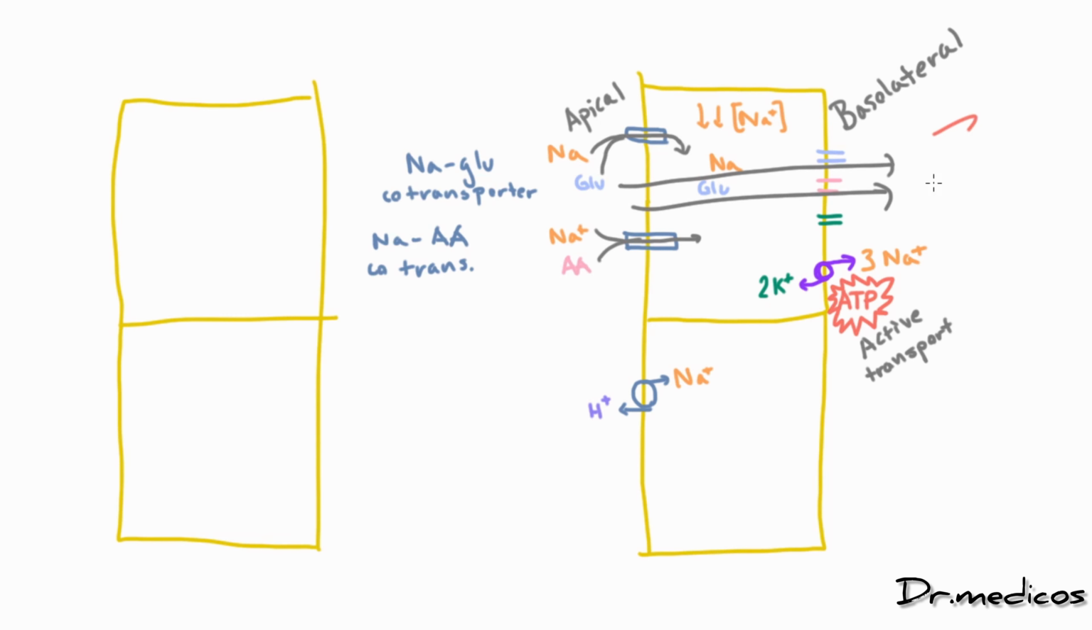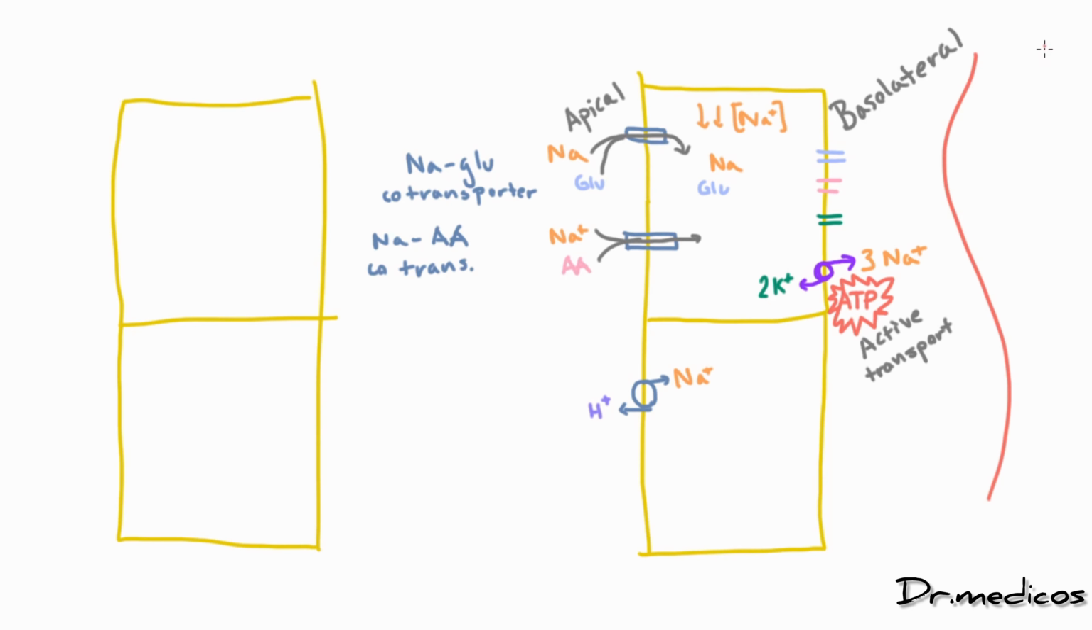But what happens to them once they get here? Do they just build up in the renal interstitium here? Well, that wouldn't be very helpful. We really want to get them back into systemic circulation. And so what they actually do is they go into the peritubular capillaries.